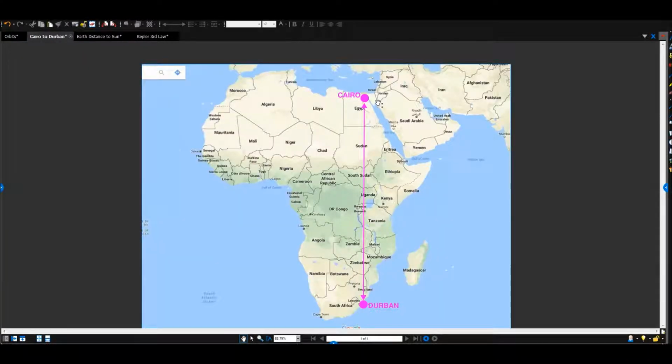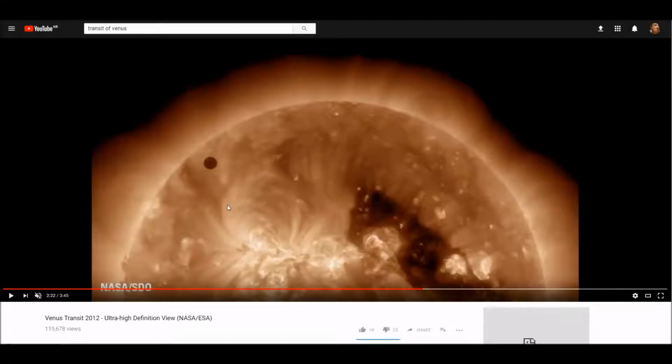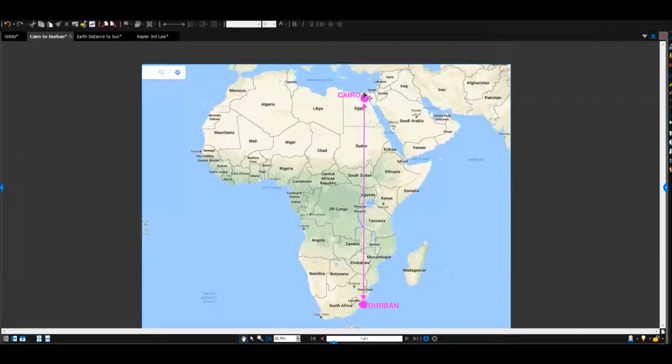What happened is this phenomenon, the transit of Venus, was viewed from Cairo. So they got an astronomer in Cairo, and one in Durban. Actually, I'm not sure on the locations, but for this example, let's just imagine it. So they got an astronomer here and an astronomer down here. They looked at the transit of Venus. They viewed this phenomenon from these locations, one in Cairo and one in Durban. Okay? So let's see how that helps us.